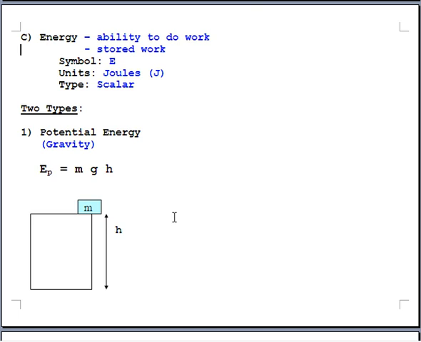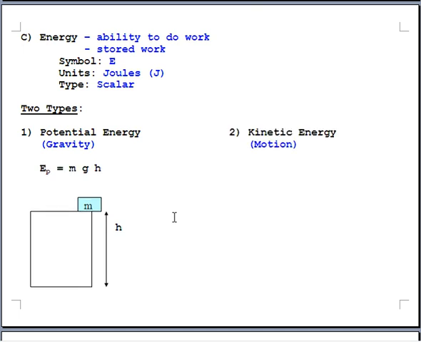There is another kind of energy though. So that's that stored work, right? Or stored energy when things are up in the air, thanks to gravity. Keep in mind that if there were no gravity on this planet, there would be no potential energy. So this only exists because we have gravity.